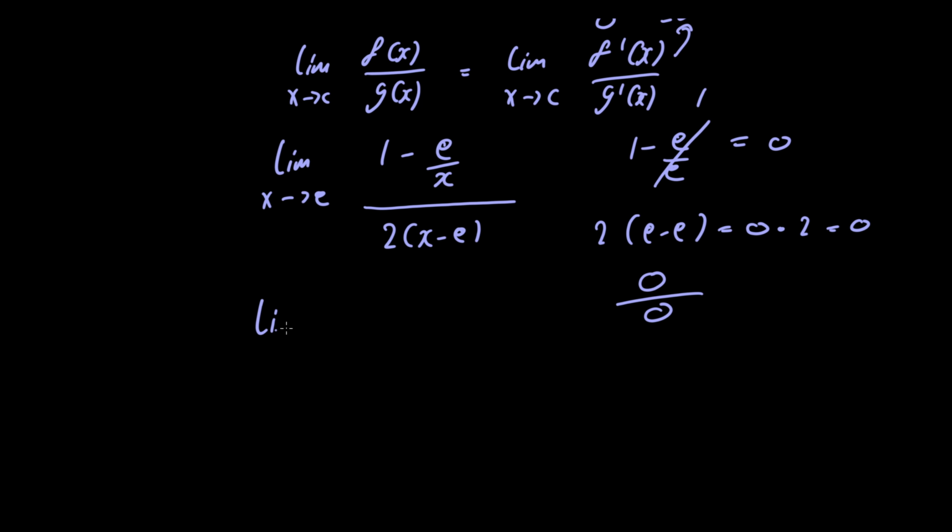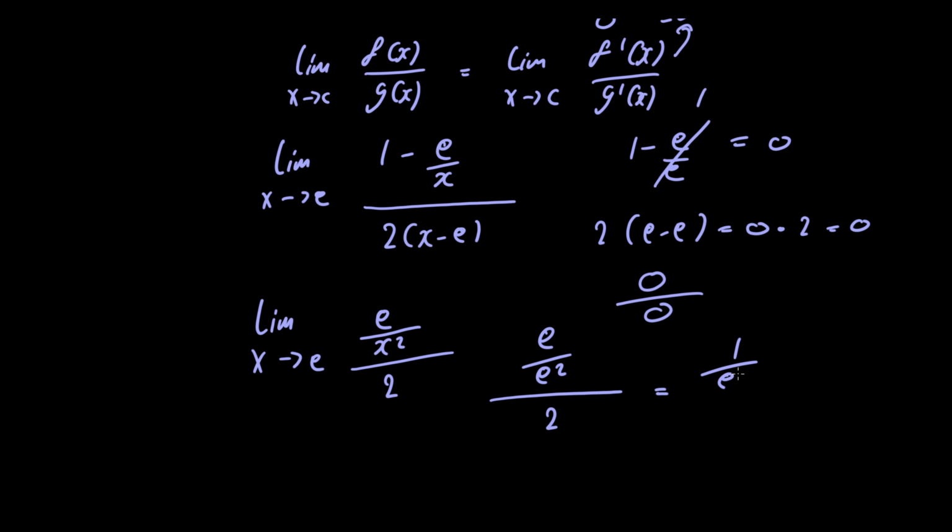So we're going to have the limit as x approaches e. Now the derivative of the numerator is just e divided by x squared, and the derivative of the denominator is just 2. If we were to go ahead and just let x equal e, we would have e divided by e squared in the numerator divided by 2, and this is just equal to 1 over e, divided by 2, and if we multiply the numerator by e and the denominator by e, we're left with 1 over 2 multiplied by e to the first power. And that is the answer to this problem.